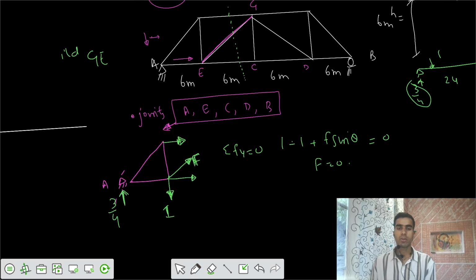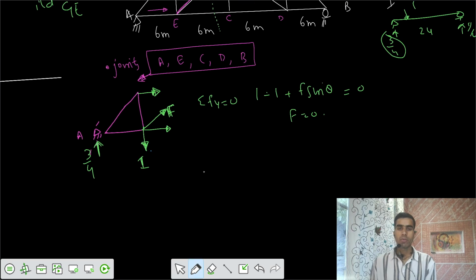Now if I cut this section, I have to maintain the equilibrium. So summation of Fy equals 0. The 3 by 4 is upwards, we have negative 1 downwards, and we have F sine theta upwards. If this is theta, the component along the vertical is F sine theta. That equals 0. Solving, 3 by 4 minus 1 is minus 1 by 4, and finally I get a positive 1 by 4 equals F sine theta.